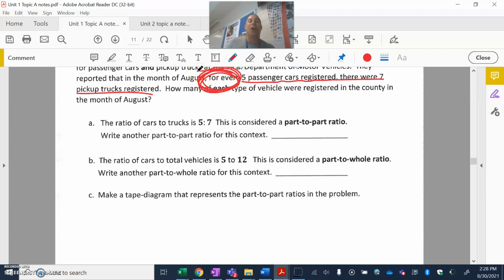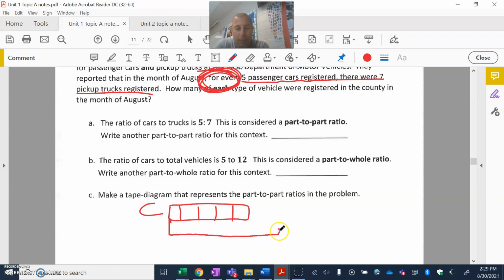All right. So 5 passenger cars, 7 pickup trucks. Okay. So 1, 2, 3, 4, and 5. Those are for the cars. Put the C out there. Now we got the trucks. There are 7 of them. Okay, so it's going to be a little bit bigger that's there. Again, I want to line things up. 1, 2, 3, 4, 5, 6, and 7. All right, there's my trucks.